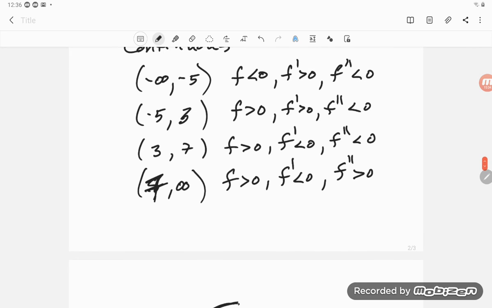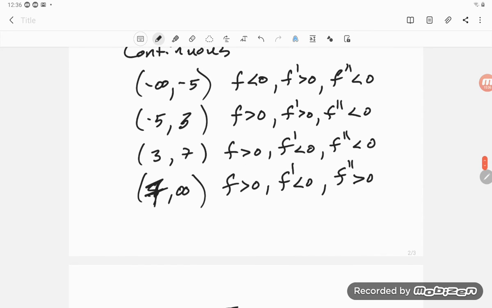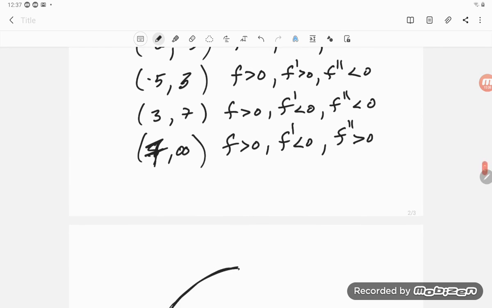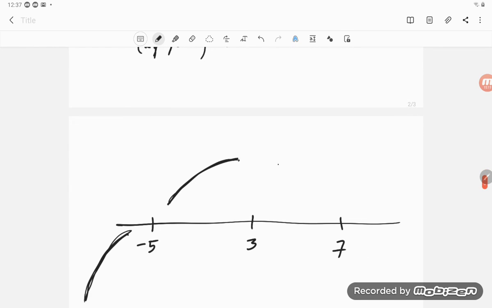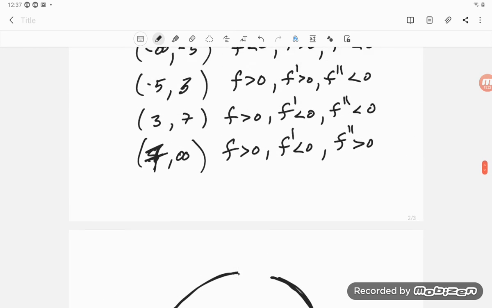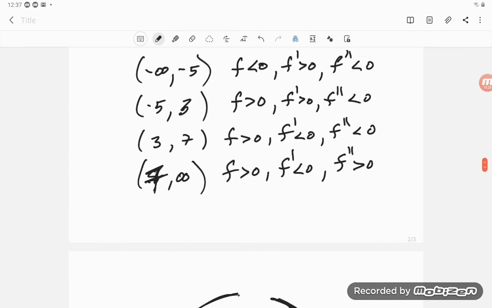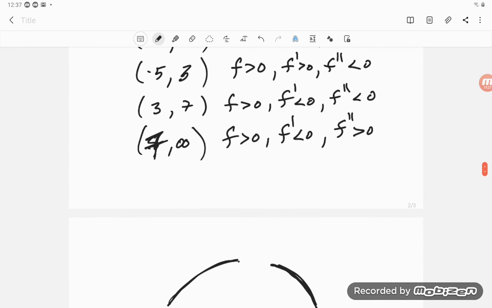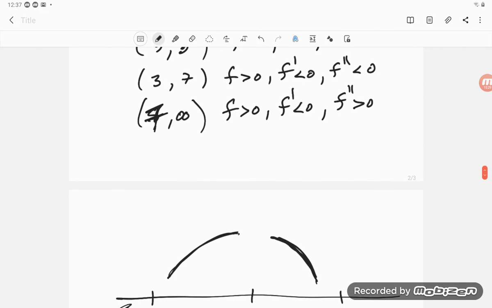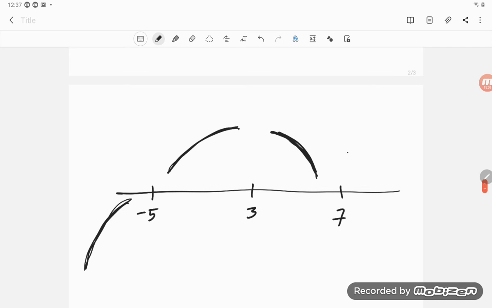Then from 3 to 7, the function's still positive. It's still concave down, but now it's decreasing. So there's a piece of a function that's positive and concave down, but decreasing. And then finally at 7, it's greater than 0, but still decreasing. So those two are the same, but now the concavity is up, and so it looks like this.